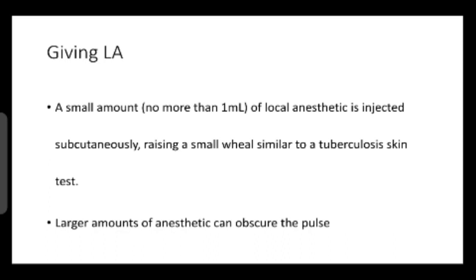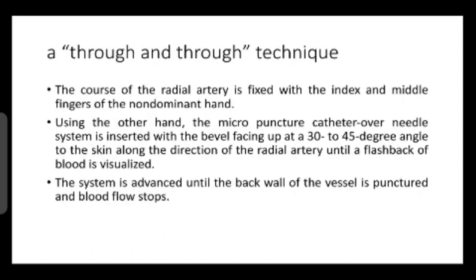So while giving local anesthesia, use a small amount, no more than 1 milliliter of local anesthetic, injected subcutaneously, raising a small wheal similar to a tuberculosis skin test. Larger amounts of anesthetic can obscure the pulse.